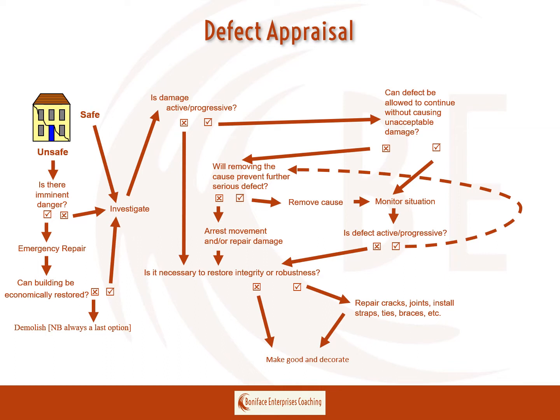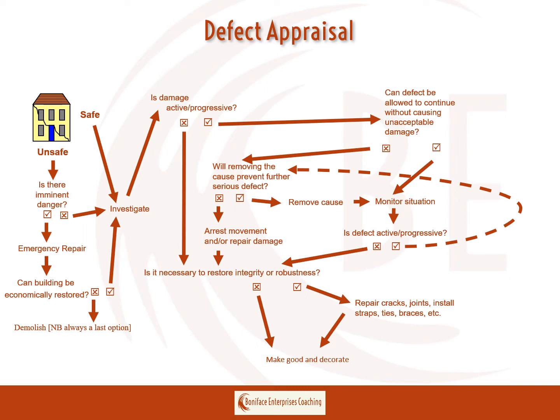But of course, if we are going to go down the route of removing the cause, then there will be a period of monitoring to see if that has been effective. Now, you will see from this flowchart that if that monitoring shows that there is still a problem, then we need to return to the question of, is there further work to be done to remove the cause and prevent that defect from continuing? But at some point there will be a decision made as to whether there is a need to undertake further repairs, arrest movements, or deal with that active problem with further intervention.